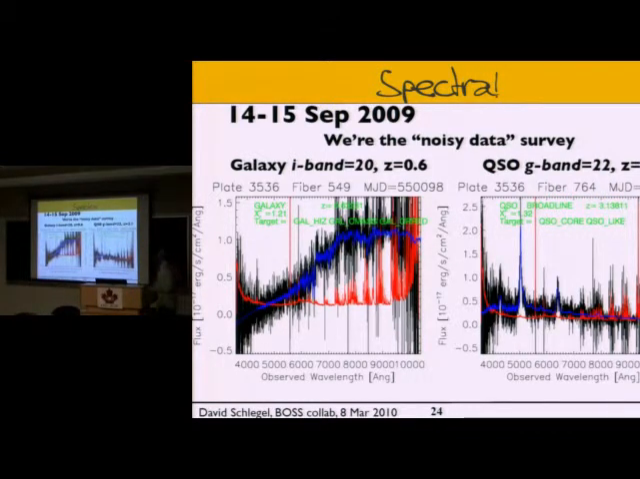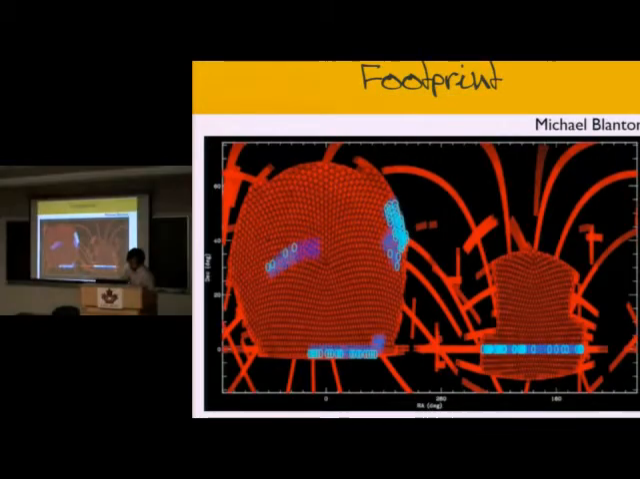So this is the footprint of the experiment. This is the North Galactic Cap, which is essentially the old SDSS footprint, and there was extra imaging done on the South Galactic Cap. We have nearly 8,000 square degrees from SDSS-I, and we have 1,500 more on the South Galactic Cap. The idea is to fill in both caps to get around 10,000 square degrees altogether.